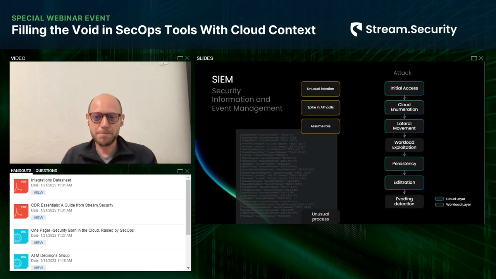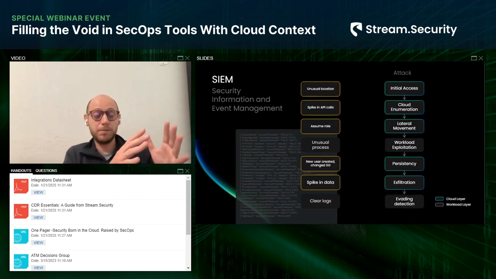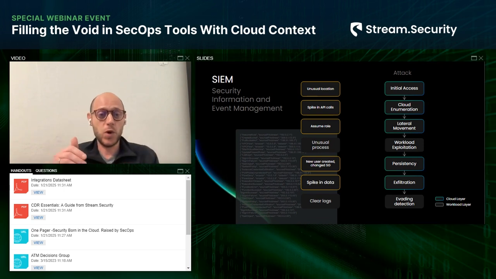Now let's look at our SIEM. If we look at the SIEM's potential detections, and let's hope you have those rules in place, you will have a detection on, let's say, an unusual location. That will usually be detected only on an unsophisticated threat actor. Usually threat actors will know where your offices are and where the employees who interact with your cloud are located. So that will probably not be a detection.